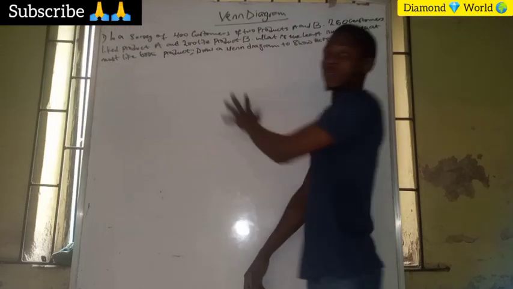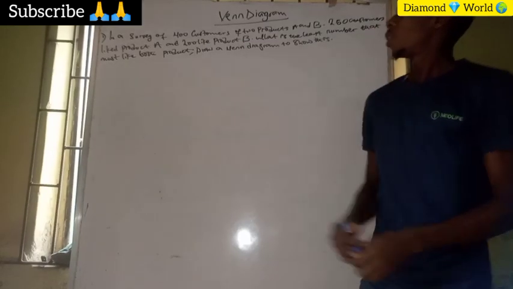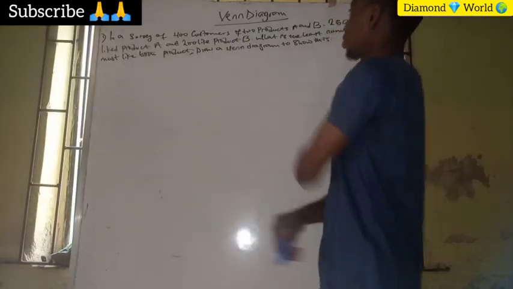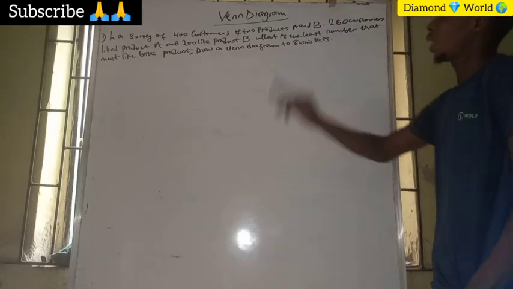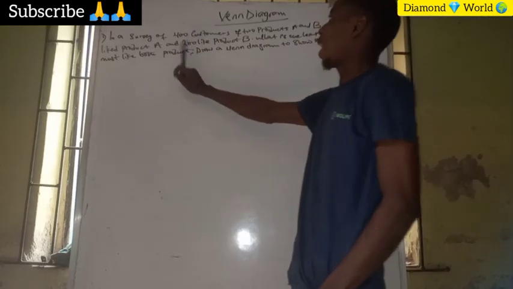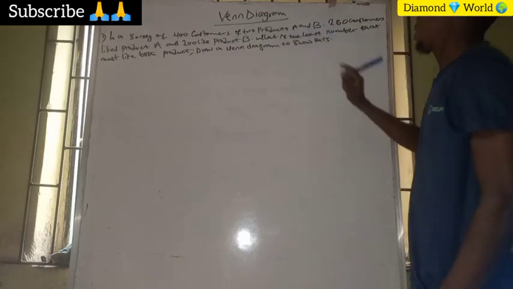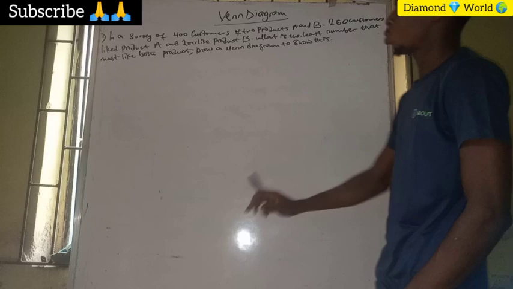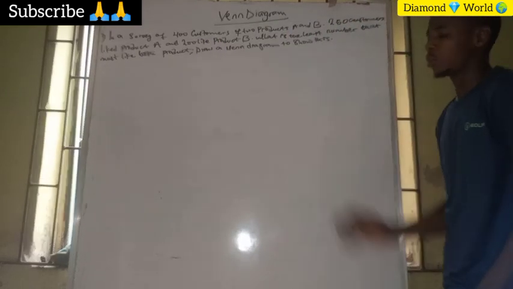Now, this is the question we're going to be looking at under the Venn diagram. A survey of 40 customers of two products A and B, 250 customers like product A and 200 like product B. What is the least number that must like both products? Draw a Venn diagram to show this.